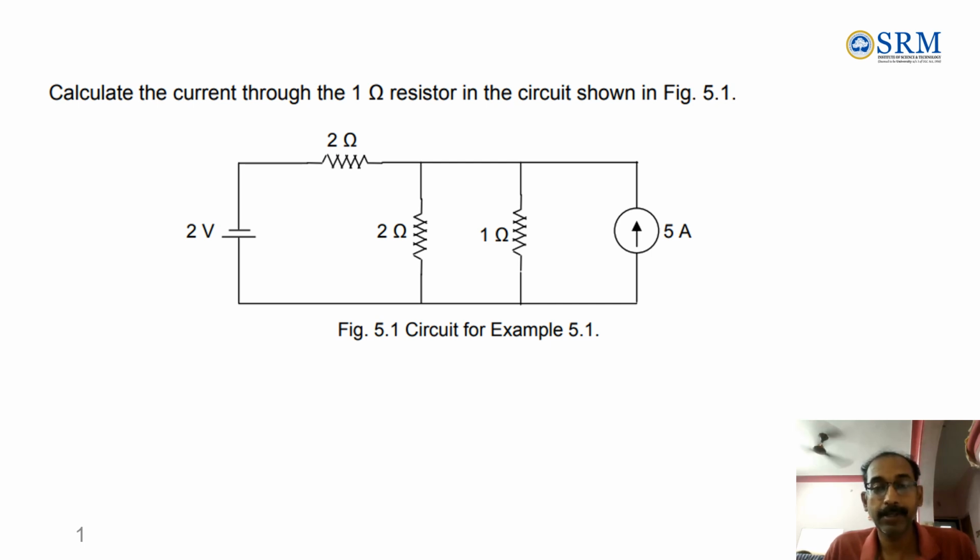Let us see in this session the superposition theorem. Calculate the current flowing through the 1 ohm resistor in the circuit shown in the figure using the superposition theorem.